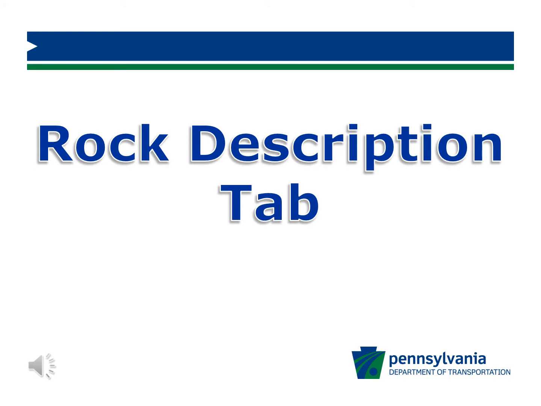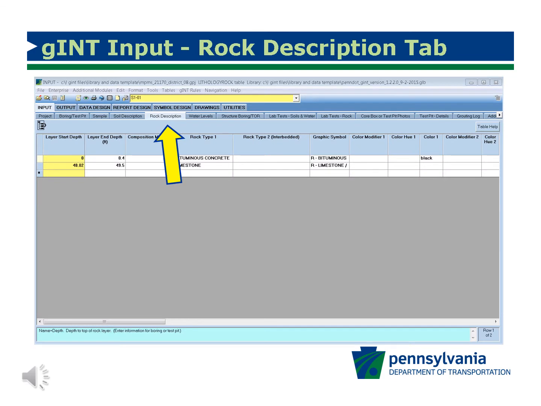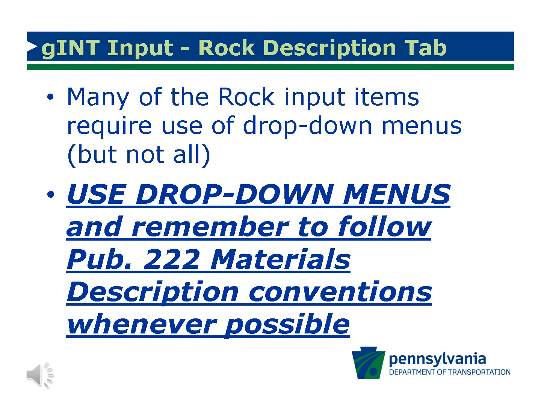Next is an overview of the Rock Description tab. This is a screenshot showing the Input Rock Description tab. Many of the Rock Description tab input items require the use of the items in the drop-down menu. That is, users are restricted to the list provided. This is to ensure that Publication 222 materials descriptions are followed whenever possible.